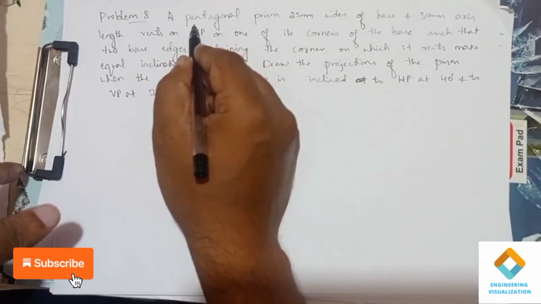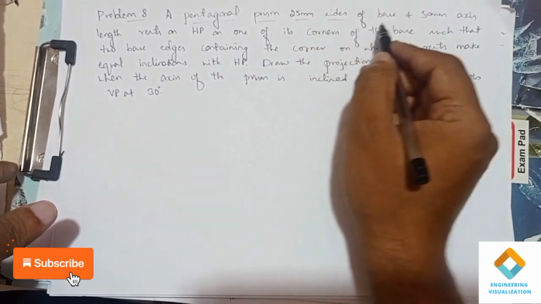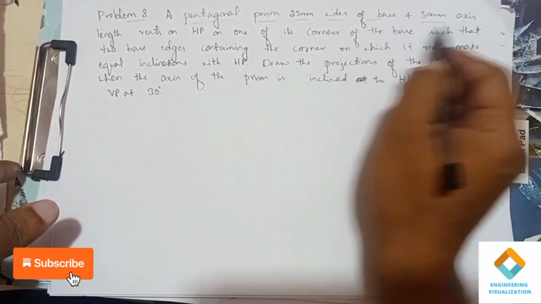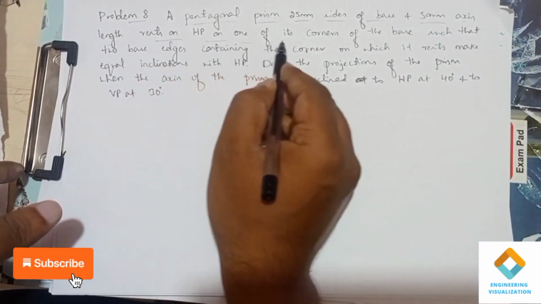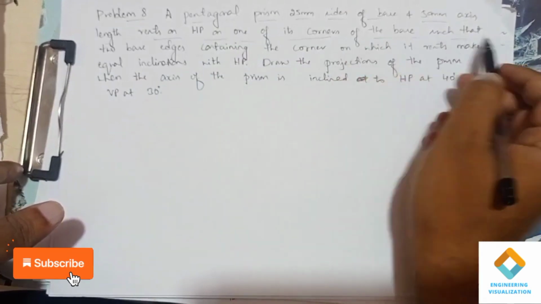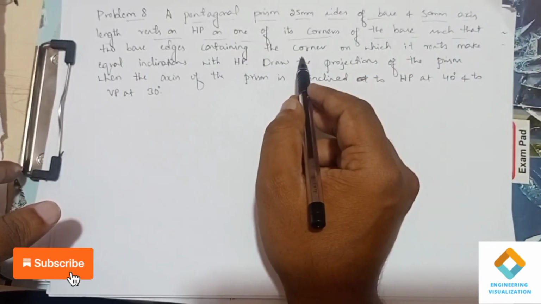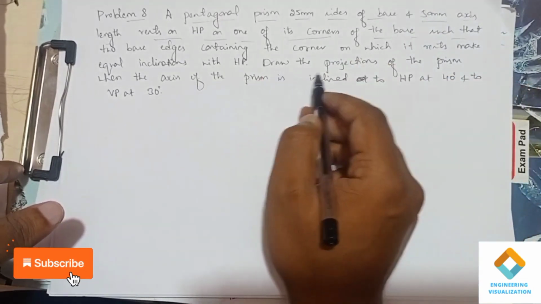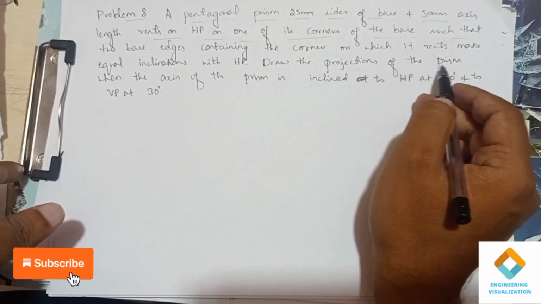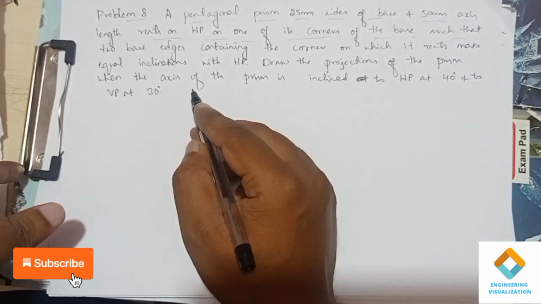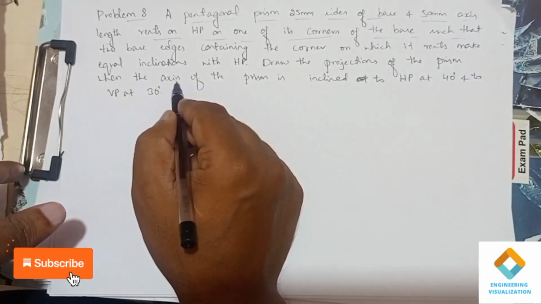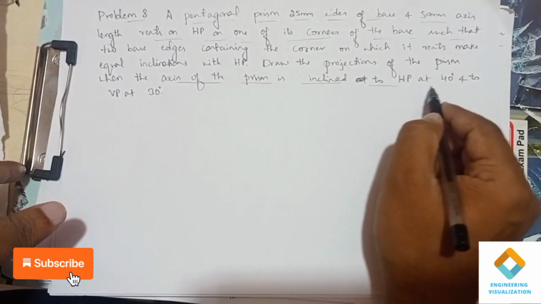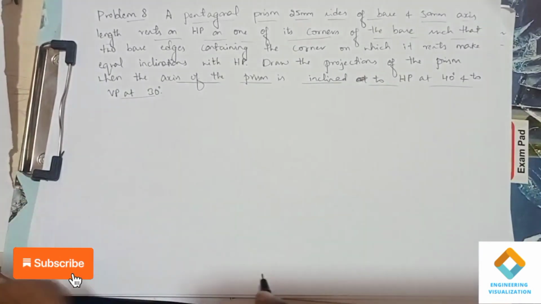Problem number 8. A pentagonal prism, 25 mm sides of base, 50 mm axis length, rests on HP on one of its corners of the base, such that the two base edges containing the corner on which it rests make equal inclinations with HP. Draw the projection of the prism when the axis of the prism is inclined to HP at 40 and VP at 30.